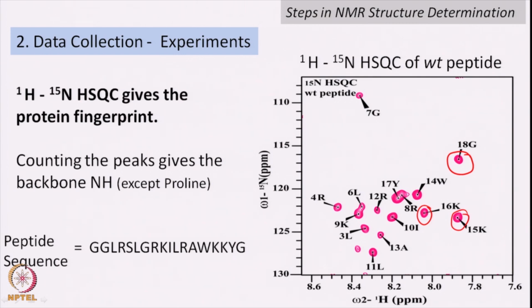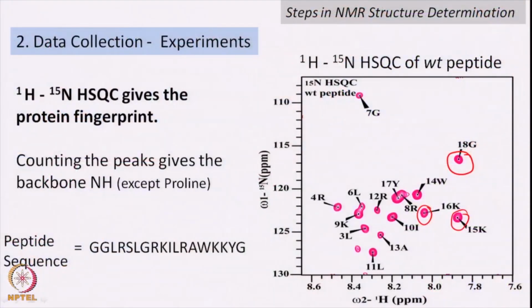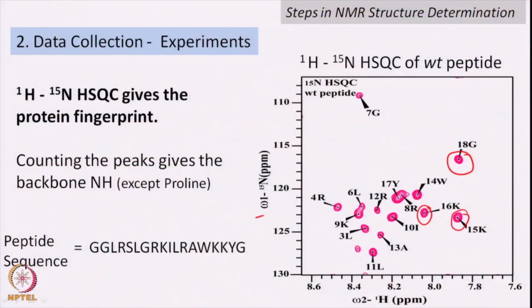Now, HSQC gives you a fingerprint. If you record this spectrum, you know that each of these peaks is coming from one amino acid. So now you know the number of amino acids, and also that your peptide is good enough. Only one amino acid will not give a peak in the N15 HSQC, which is proline. Why? Because proline does not have an NH, and this is an NH correlation. Here is N15 and here is proton. In the NH correlation, proline will not have any peak.